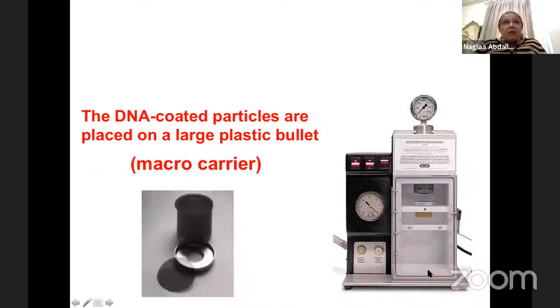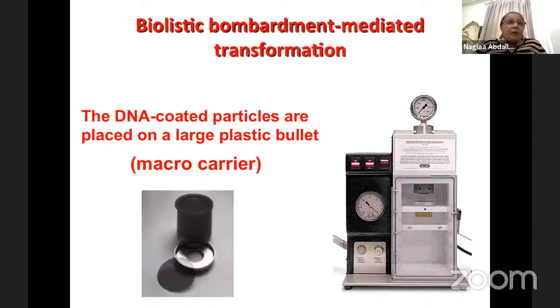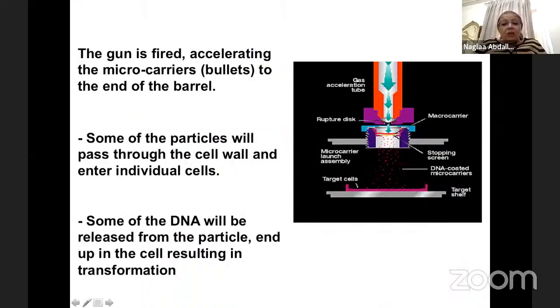The other part: Agrobacterium transformation usually works well with dicot plants, but with monocots it is sometimes very difficult to use Agrobacterium. That's why they developed another technique to deliver the DNA inside the plant tissue, like the biolistic bombardment-mediated transformation. This is a gene gun. We coat the microcarrier with the DNA and stick them with a sticky material such as spermidine, and use the bombardment to allow the DNA to enter inside the cells.